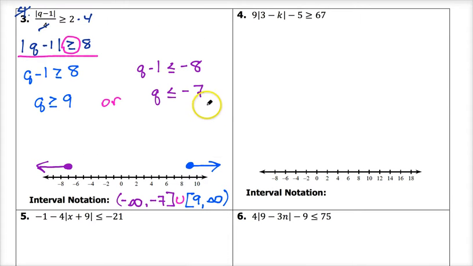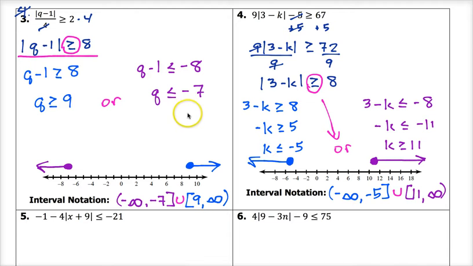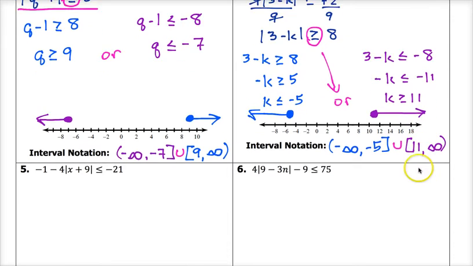Okay, what I'd like you to do now is pause the video, and I want you to try number 4 on your own. Once you think you have an answer for that one, click play to check. Okay, for number 4, this should be your interval notation and your graph. It's an or inequality because of this greater than or equal to here in this step. So you have all of the k values less than or equal to -5, or all of the k values greater than or equal to +11. 2 more we're going to try.